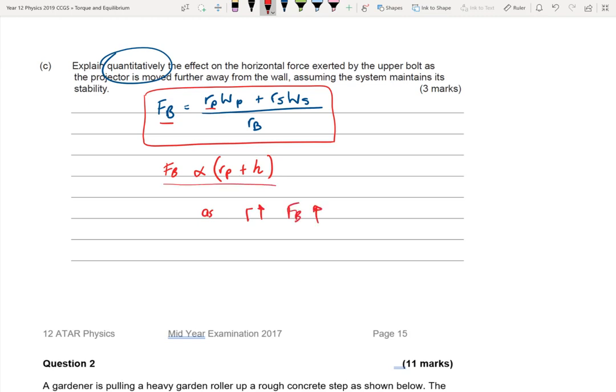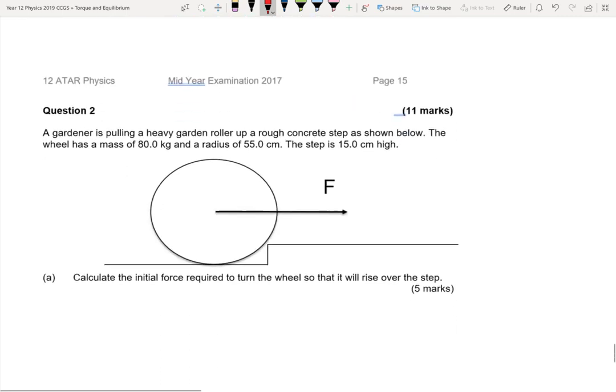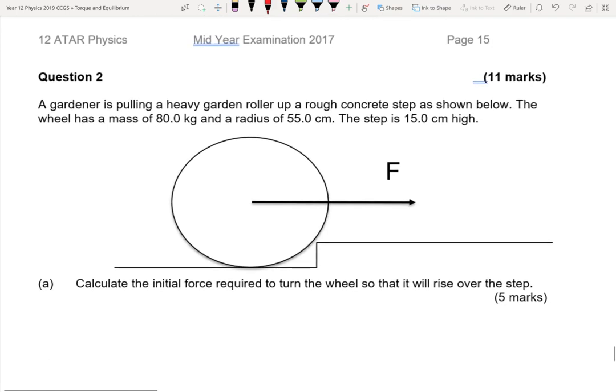So just be careful. Lots of students would be saying, oh, as R is doubled, F is doubled. Well, no, it doesn't. Try it out. Throw in and double the R, you're not going to get double the force, because there's something else producing a counter-clockwise moment.